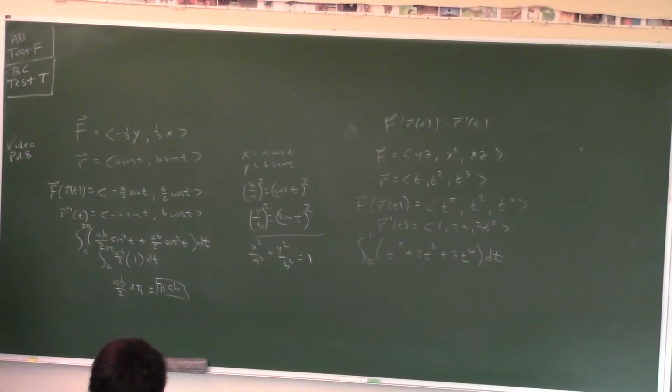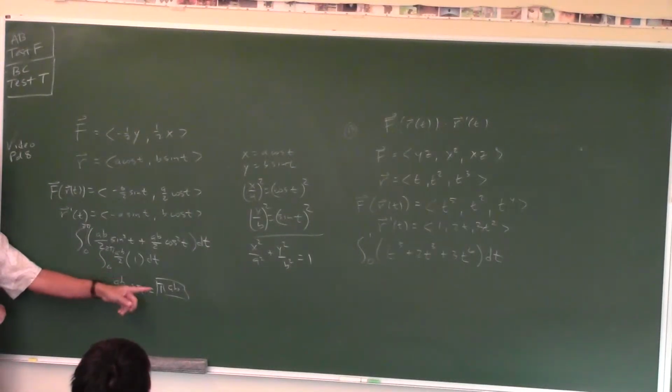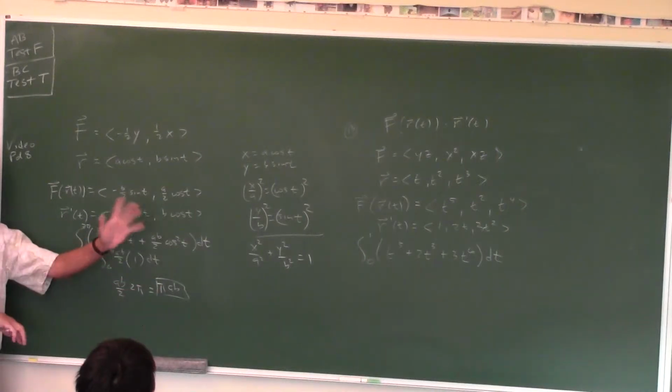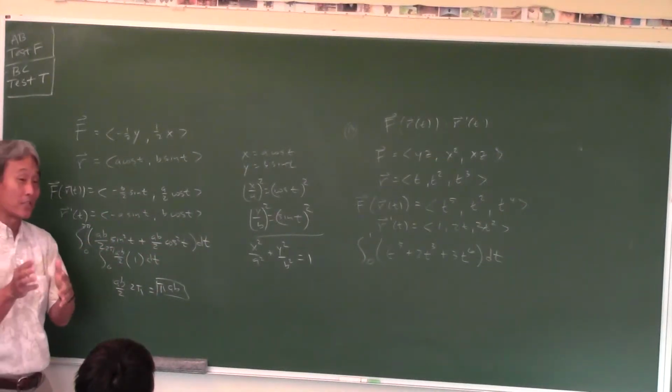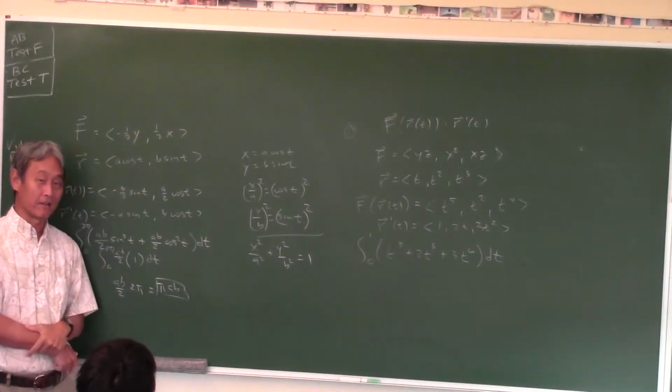Then it says, find the relationship between the work done and the area of the ellipse. So what is the relationship? This is the answer. You don't have to know that part, but what is the relationship between this answer and the area of the ellipse?